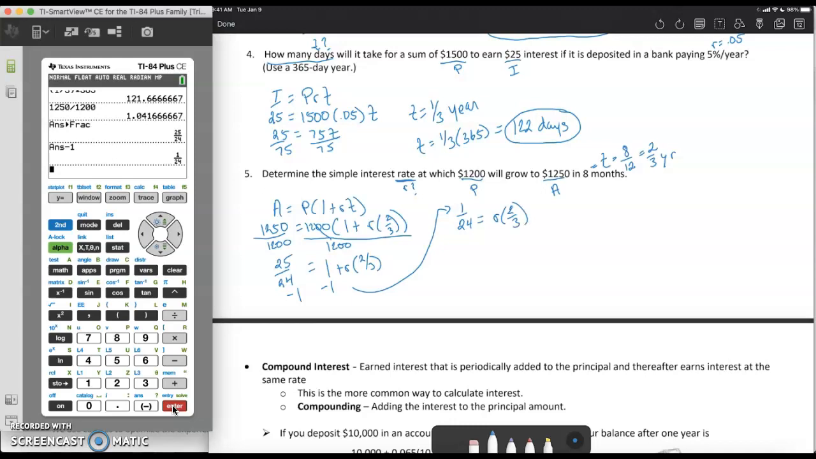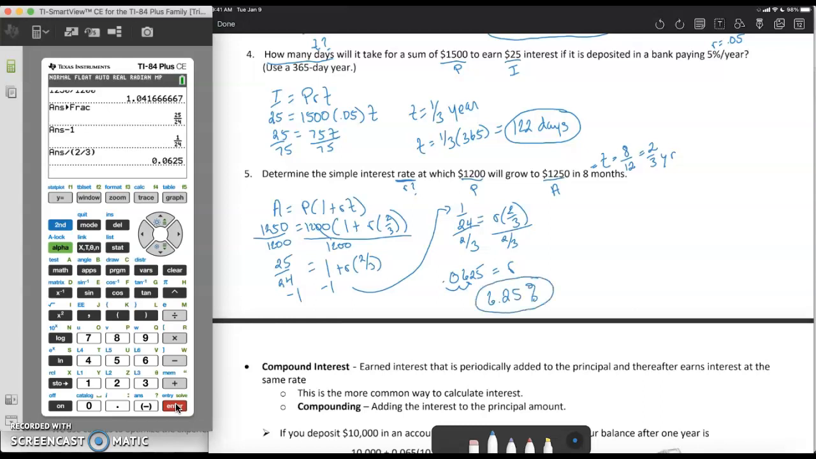And now I would need to divide by 2/3 or multiply by 3/2, however you want to do that. So I'm going to just say, okay, I want to divide this by 2/3. And we got 0.0625 as an actual percentage, which is most likely how they're going to want that. I'm going to adjust, so I'm going to move this decimal point over 2 places, and I'm going to say this is 6.25%.